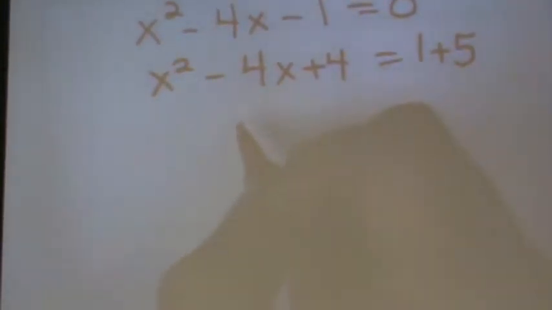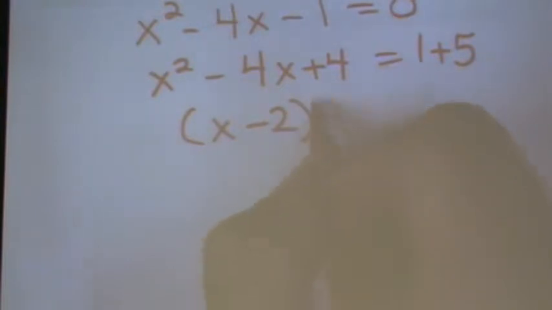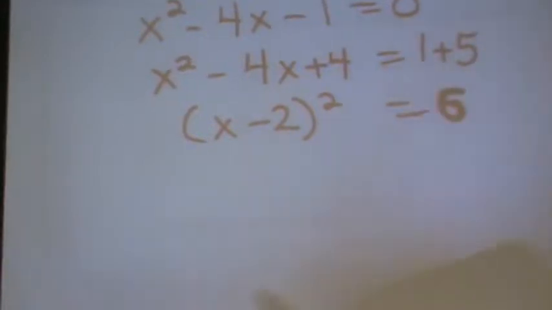Okay, then what do you do? Cut -4 in half and square it. You get 4. You are right. Now what? This trinomial is factorable. You factor that. x to be x what? Minus 2. And then what? Whoops, this is 6. Sorry. 5 and 1 is 6.